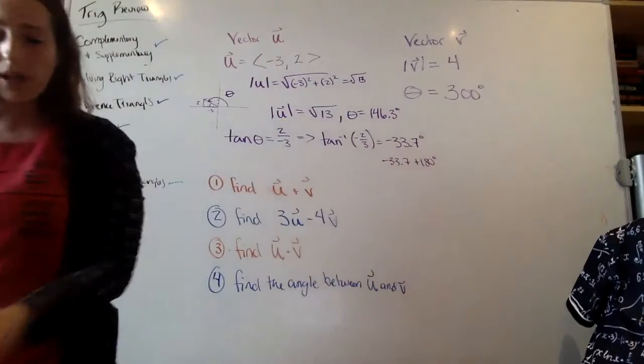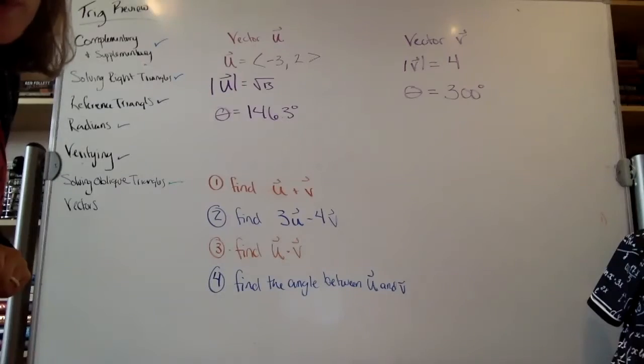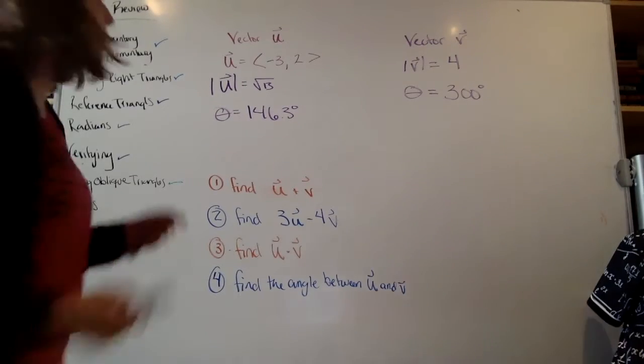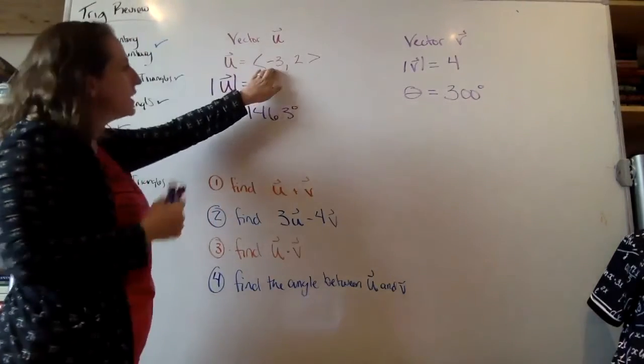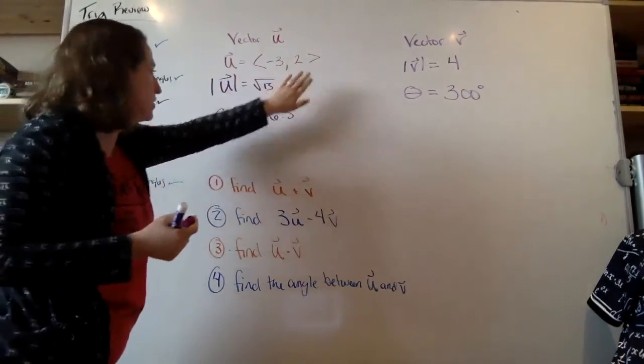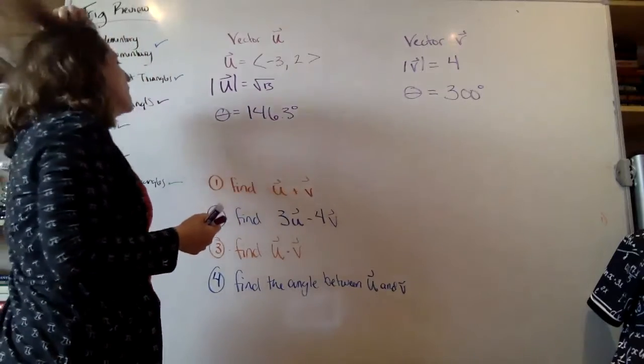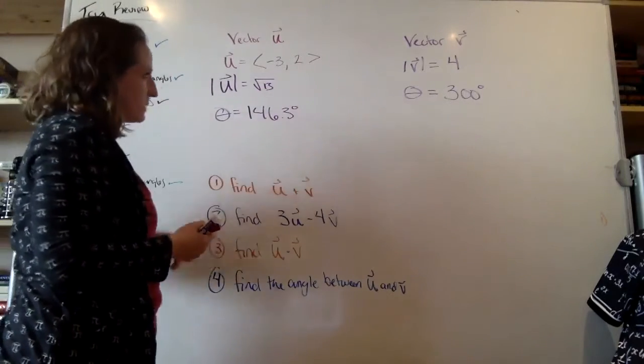So I took something that was in horizontal component and vertical component, changed it into magnitude and direction. Now we're going to go the other way. Okay, so now we want to go the other way, okay? So I know that my vector u, which we were originally given in horizontal components, -3, 2, has magnitude square root of 13, and angle measure 146.3.